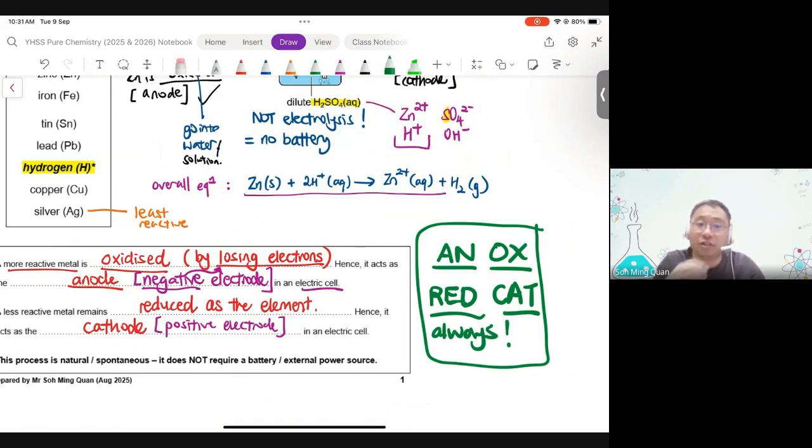Now at this juncture, you realize, oh my goodness, in one chapter I learned two polar opposites. I just learned electrolysis is one thing, then electric cell is another thing. Why are they different? Because electrolysis is not natural and needs power. Electric cell is natural, spontaneous, so it doesn't need a battery.